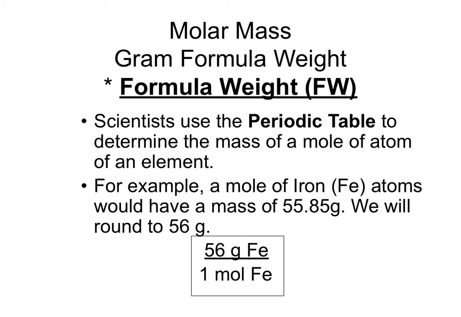So for example, a mole of iron atoms would have a mass of 55.85 grams. We're going to round these to whole numbers. So our conversion will be 56 grams of iron over 1 mole of iron. And that can be flipped either way for our convenience. This is the molar mass off the periodic table.